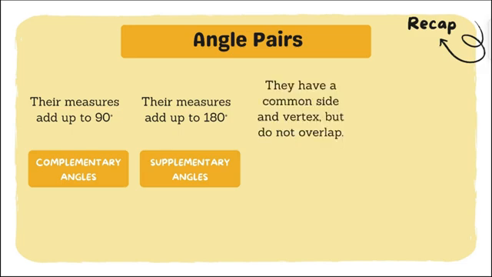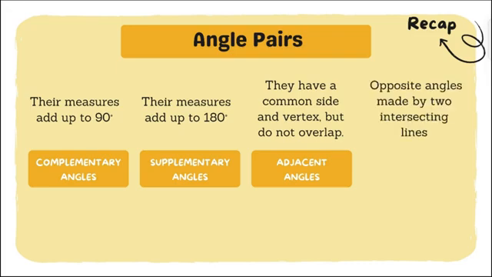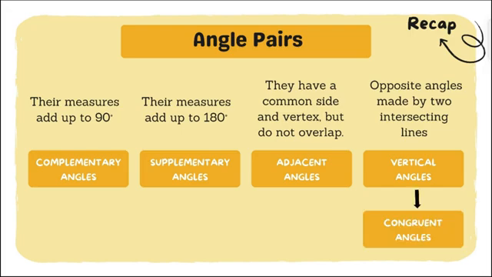Next one. They have a common side and a common vertex but do not overlap. Okay, we call them the adjacent angles. Next, these are angle pairs. They are opposite and they are made by two intersecting lines. Okay, they are called the vertical angles. Now, vertical angles is also what we call the congruent angles.